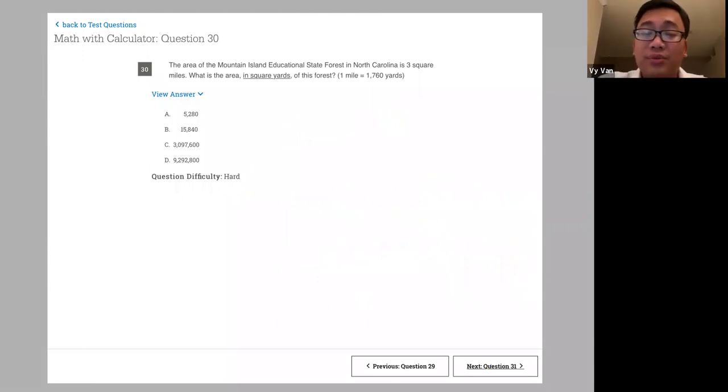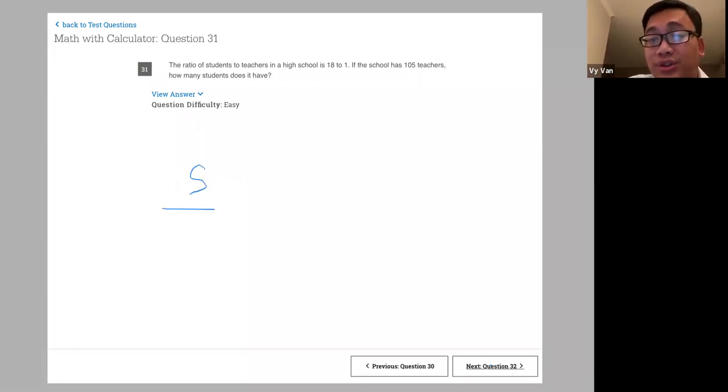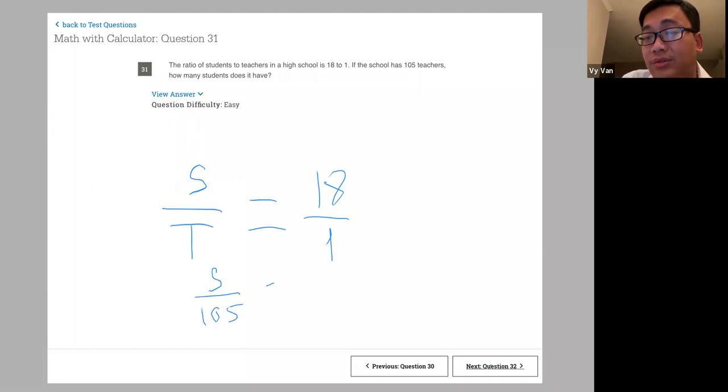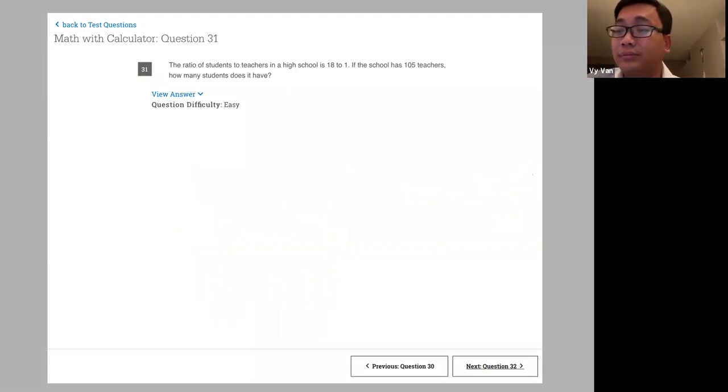So move to 31. I assume it's going to be easy because it starts the open response questions. The ratio of students to teachers is 18:1. There are 105 teachers, and we want to know the number of students. So students over 105 teachers equals 18 over 1. So basically students equals 18 times 105. Like I said, it's an easy question. So 18 times 105 is 1,890. Move on.